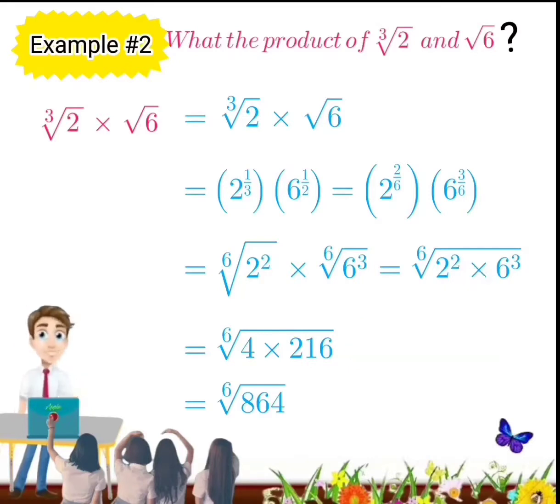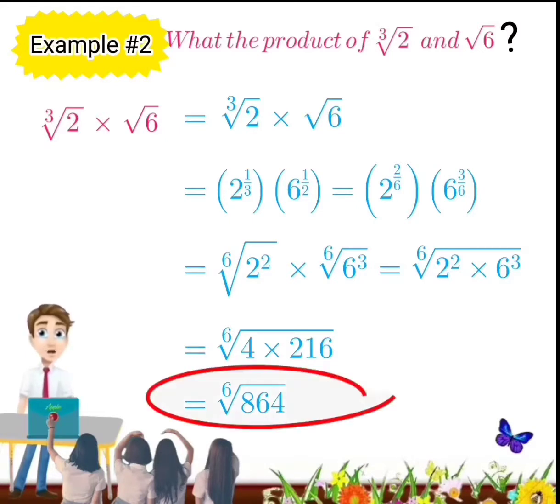And then, finally, multiply natin yung radicand natin. So, 4 times 216, the answer is 864. Or that is equivalent to the 6th root of 864.